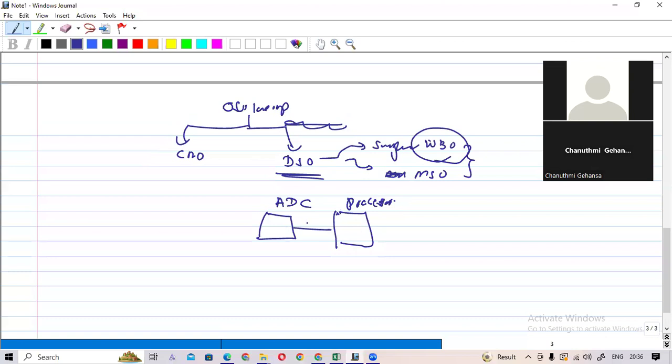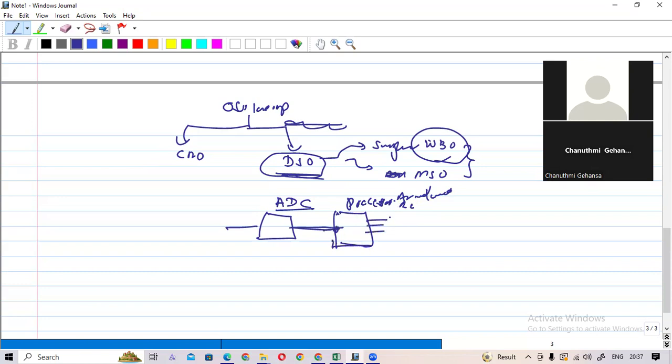The operation principle of the DSO is very simple. We can construct a DSO very easily. What we need is an analog to digital converter, which we can get from a shop. Then we have a processor. You can use Arduino, ESP32, Raspberry Pi, anything you can get.